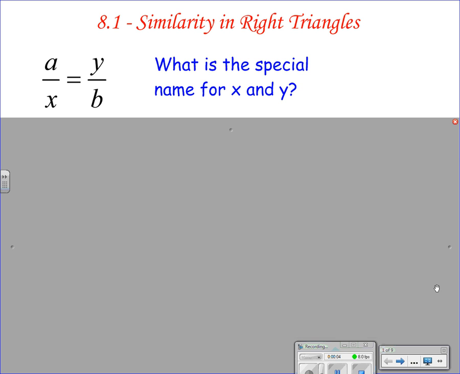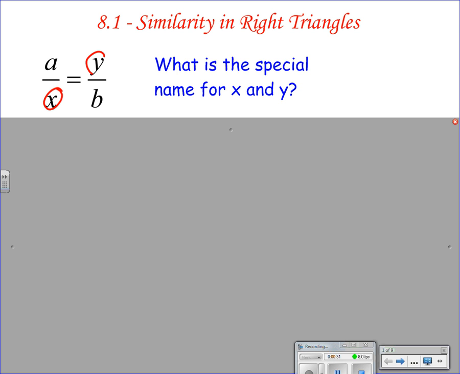Today we're going to talk about some similarity in right triangles. Before we talk about that, we need to talk about a special new term, a special equation that we're going to be utilizing in our similarity in our right triangles. So, if you remember from a couple chapters ago, I think it was last chapter, what is the special name for x and y?